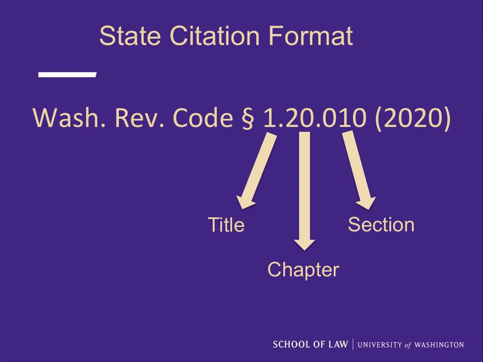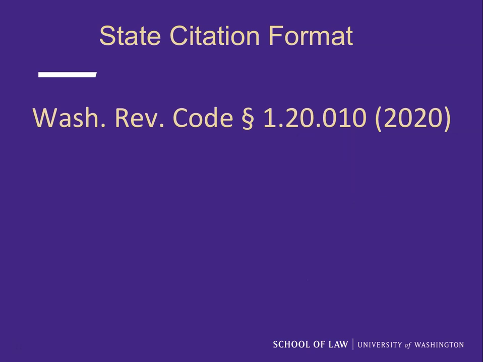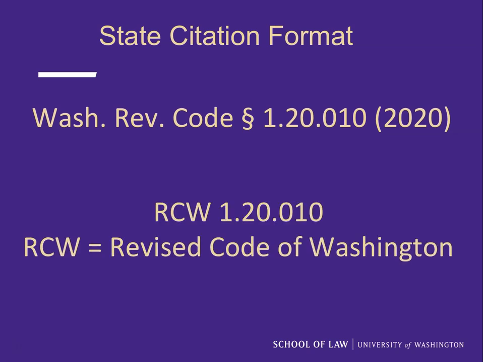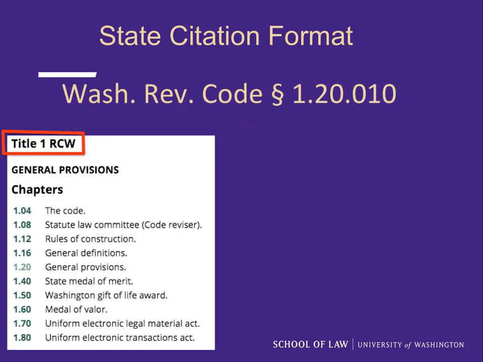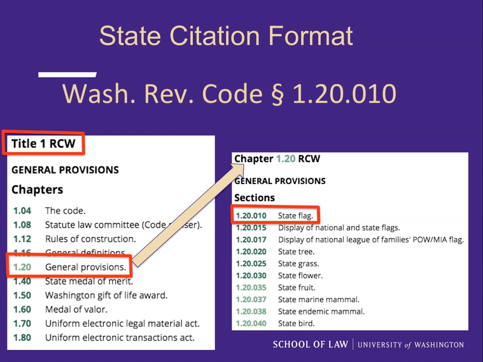and the third is the specific section. Sometimes local rules of the state courts provide different instructions for citing to that state's code. For example, while WASH Rev Code is the abbreviation for Washington's code under the rules of the Blue Book, the state courts direct that the abbreviation should be RCW, which stands for Revised Code of Washington. For this citation, Title I of the Revised Code of Washington deals with general provisions, Chapter 20 is also general provisions, and Section 010 relates to the state flag.